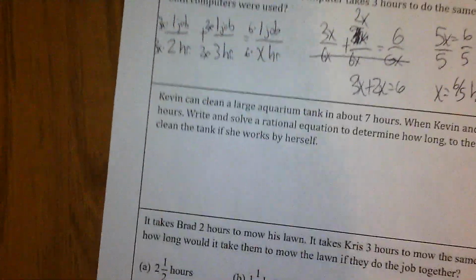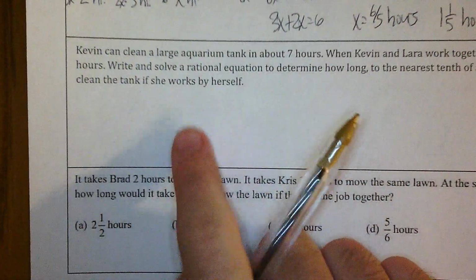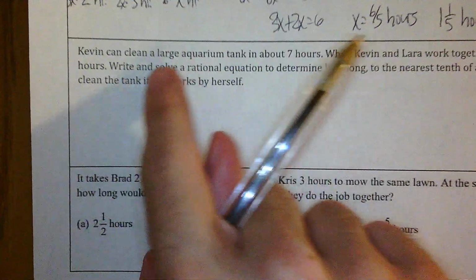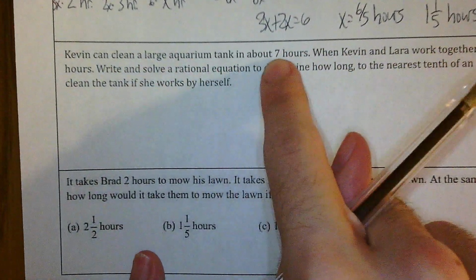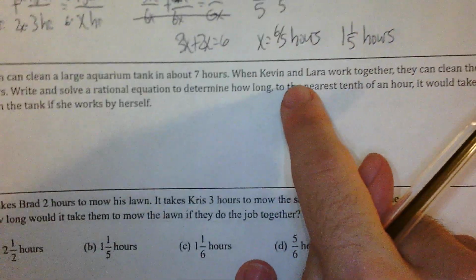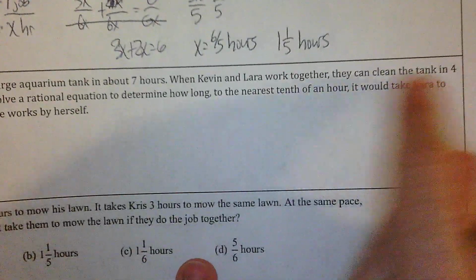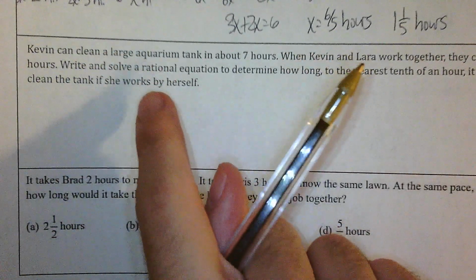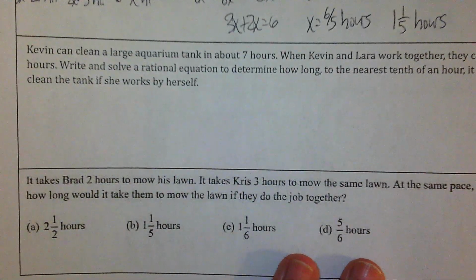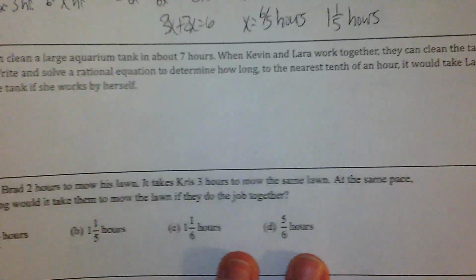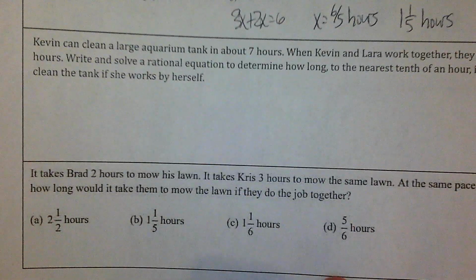Now we have another type of word problem. Very similar, though. Kevin can clean a large aquarium tank in about 7 hours. When Kevin and Laura work together, they can clean the tank in 4 hours. Write and solve a rational equation to determine how long, to the nearest tenth of an hour, it would take Laura to clean the tank if she works by herself.